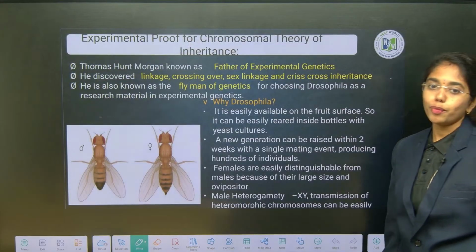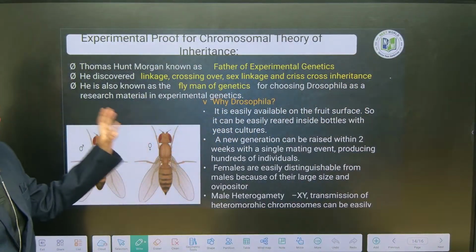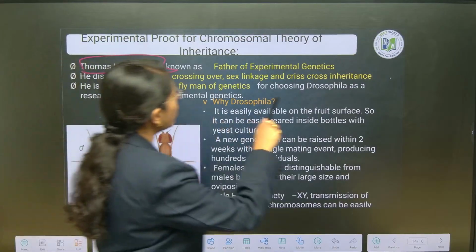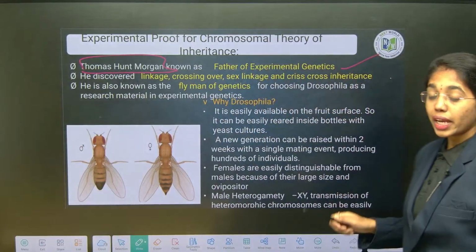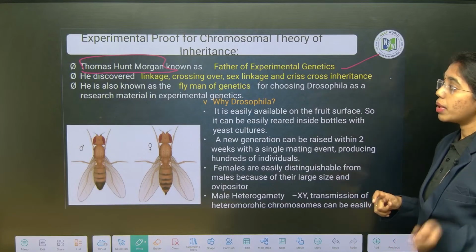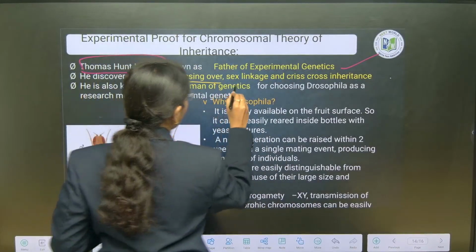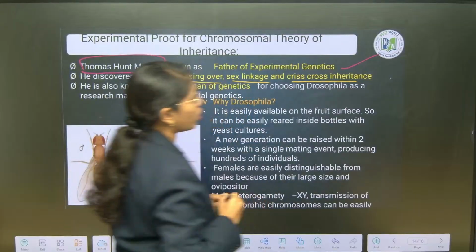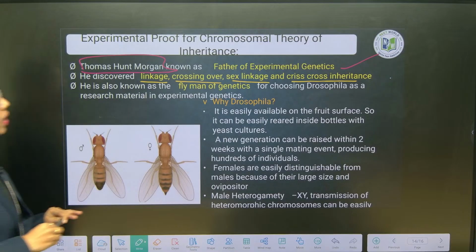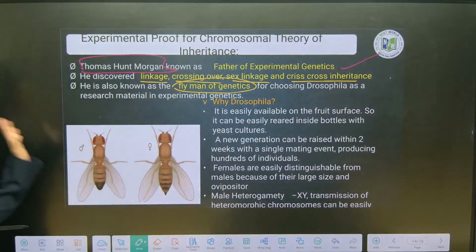What is the experimental proof for this? Again, an experimental proof is required. The experimental proof for chromosomal theory of inheritance was given by Thomas Hunt Morgan, who is known as what? Father of experimental genetics. He didn't just give the experimental proof of chromosomal theory of inheritance, but also discovered concepts like linkage, crossing over, sex linkage, criss-cross pattern of inheritance. All this he discovered. So, he is also known as what? Flyman of genetics, as he worked out all these discoveries on Drosophila melanogaster.